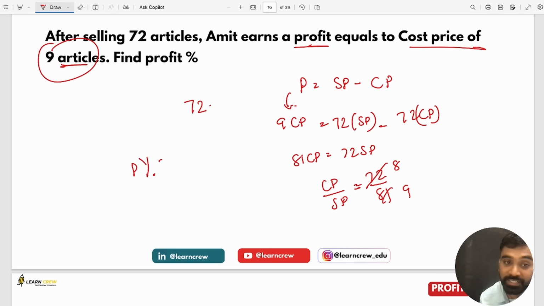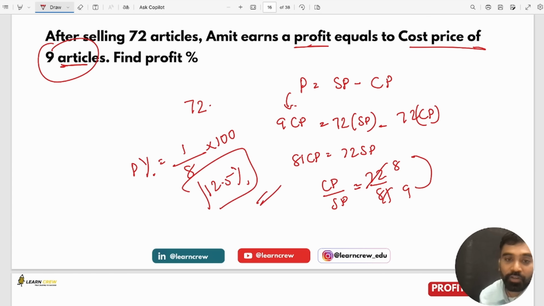What is the profit percentage they are asking? Sir, 9 minus 8 is 1 divided by 8 into 100. 1 by 8 is nothing but 12.5%. Sir, that's all done. The profit percentage is 12.5. Is it clear? Crystal clear?